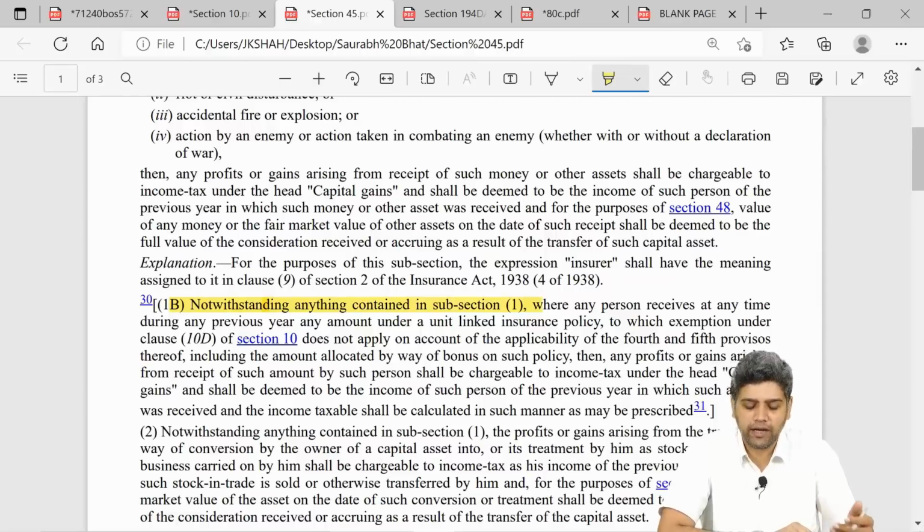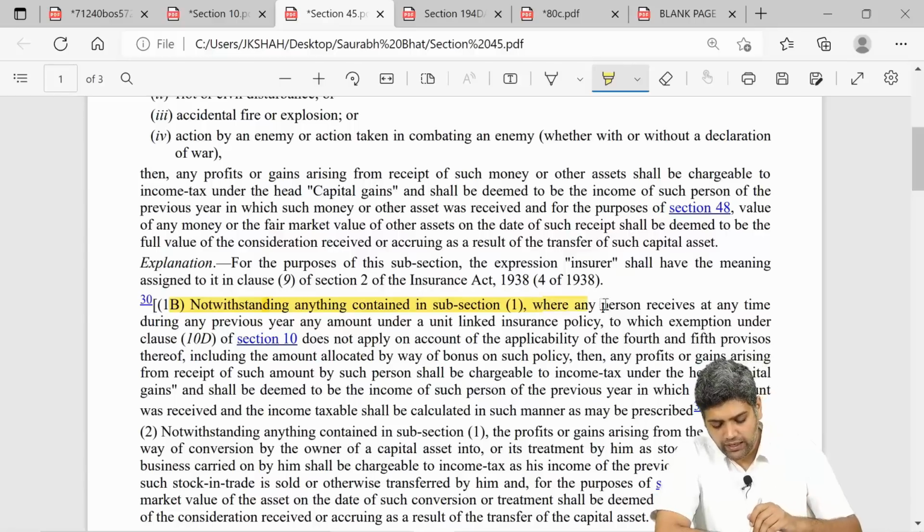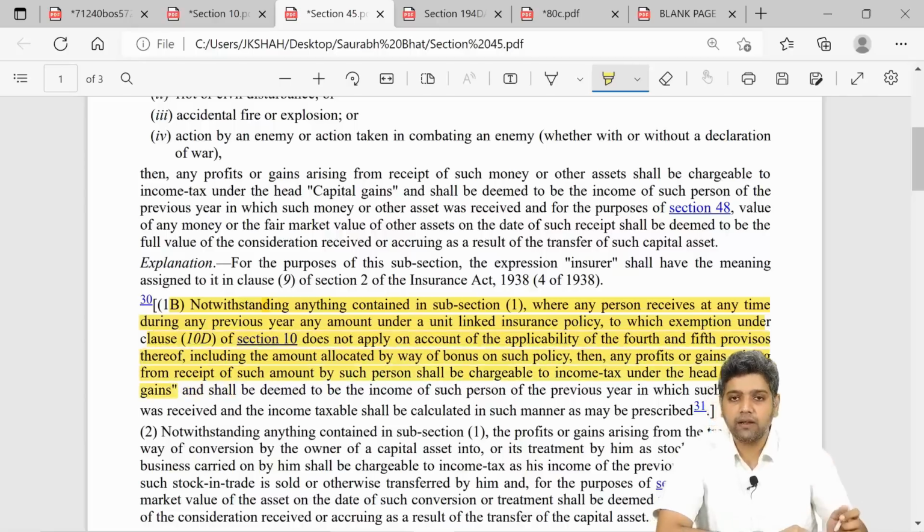Non-obstante means overriding clause, where any person receives at any time during the previous year any amount under a ULIP to which exemption under 10 clause 10D does not apply on account of applicability of 4th and 5th proviso thereof, including the amount allocated by way of bonus on such policy, then any profits or gains arising from receipt of such amount by such person shall be chargeable to tax under the head capital gain.